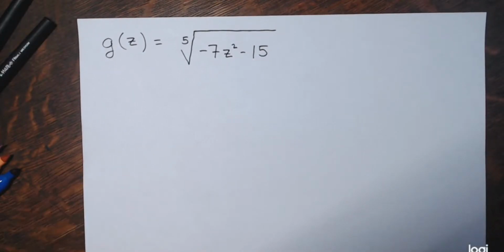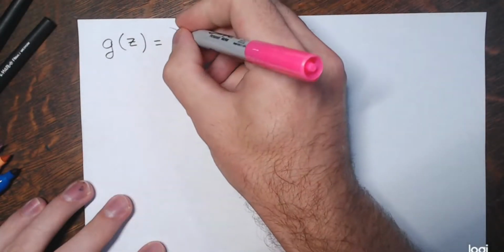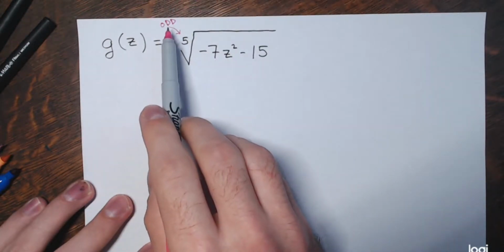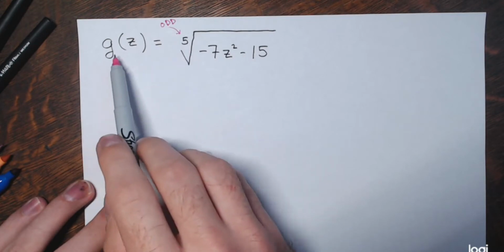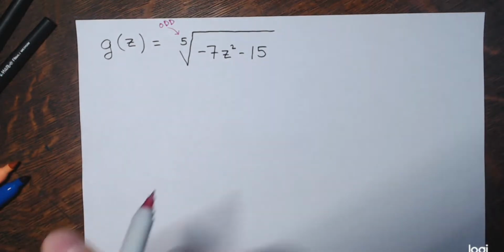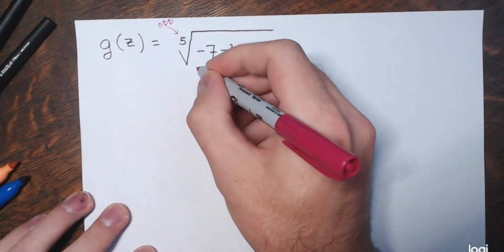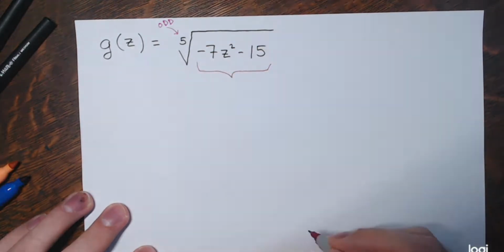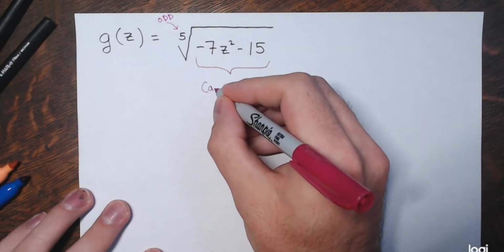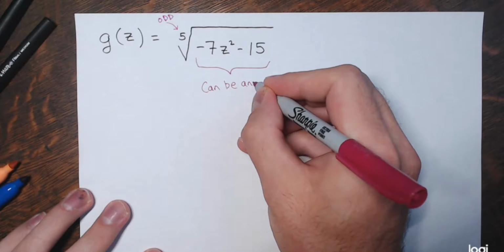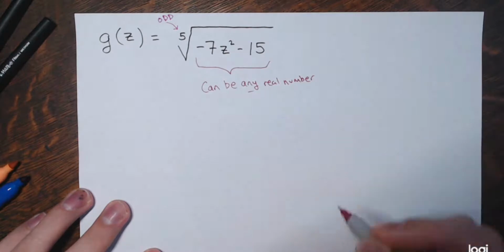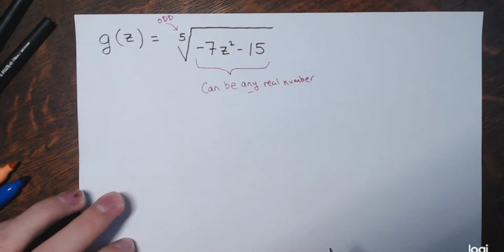All right, so this time the radical is an odd root, fifth root, right? G of z is the fifth root of negative 7z squared minus 15. Now because that's an odd root, the radicand, the expression inside, negative 7z squared minus 15, can be any real number. It doesn't have to be positive or negative or not negative like with even roots.